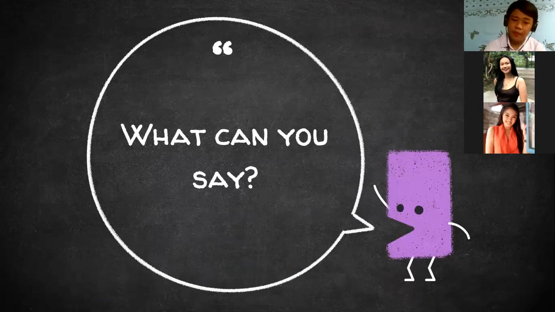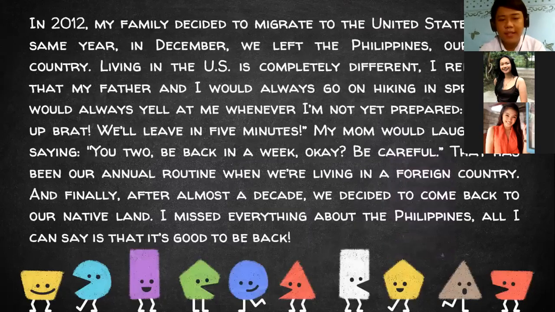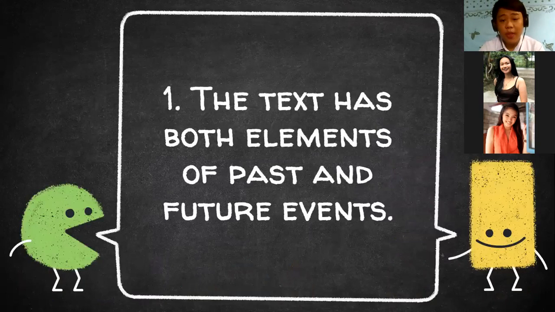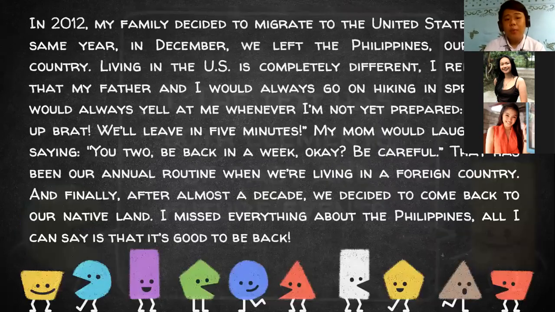There are past and future events involved in the text. Okay, so the text has both elements of past and future events. So this third paragraph is like a combination of the first texts that you have read, which involves past and future events. So from this we can already see which events happened in the past.